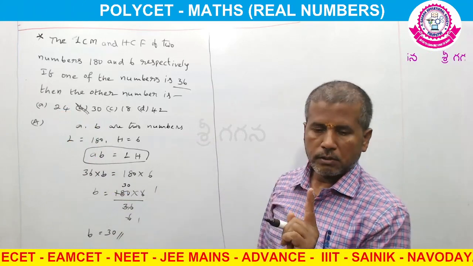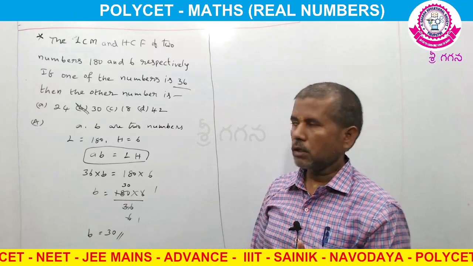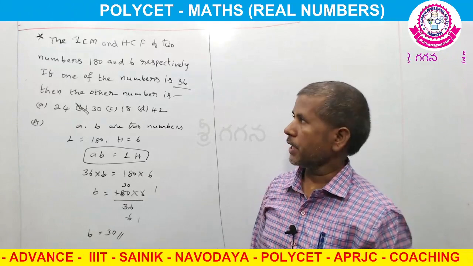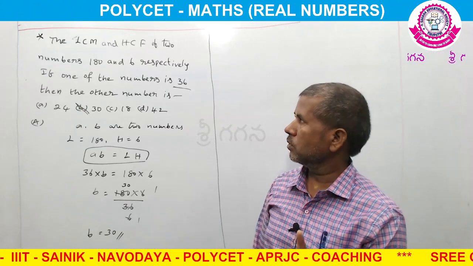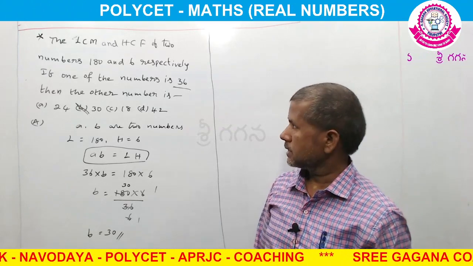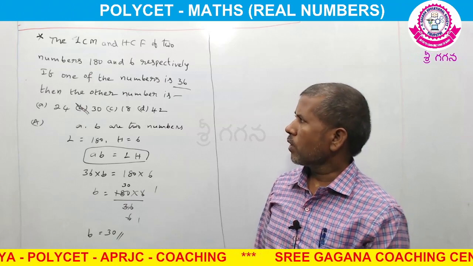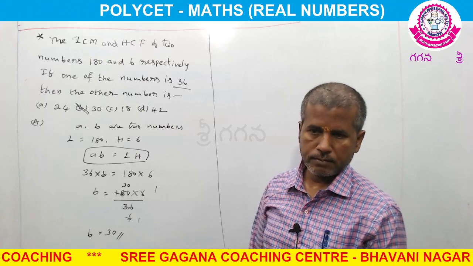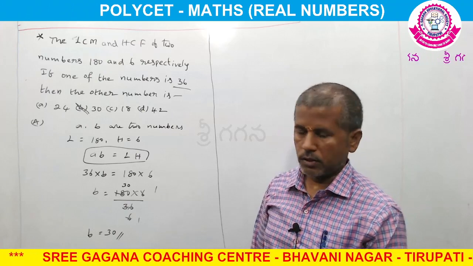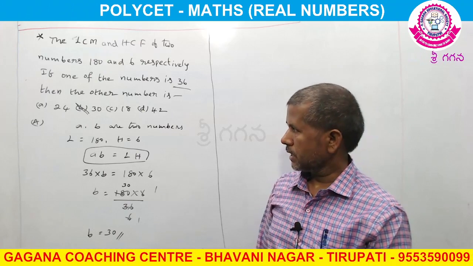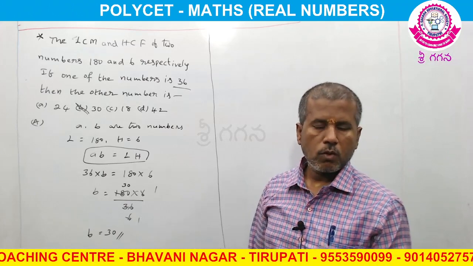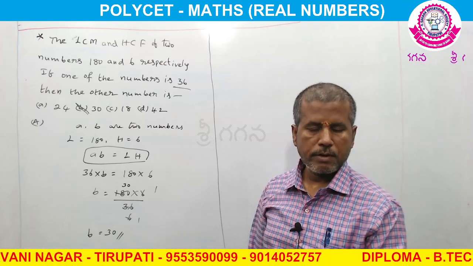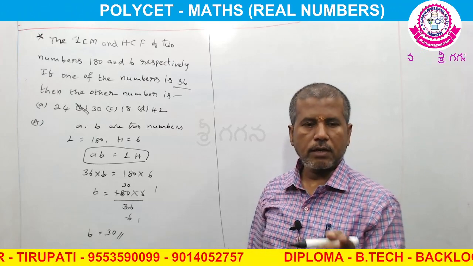First of all, with any problem, read it once and understand what is given and what is to be found out. That is the main thing. So the LCM and HCF of two numbers are 180 and 6 respectively. If one of the numbers is 36, then the other number is dash. The options are A 24, B 30, C 18, D 42. So we observe what is given and what is found out: LCM and HCF and one number are given, and the second number is to be found.